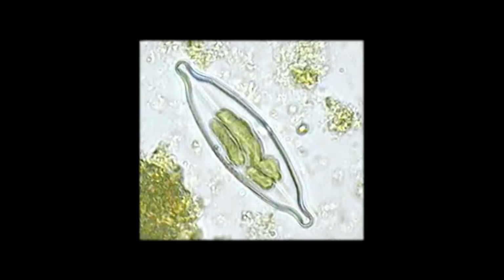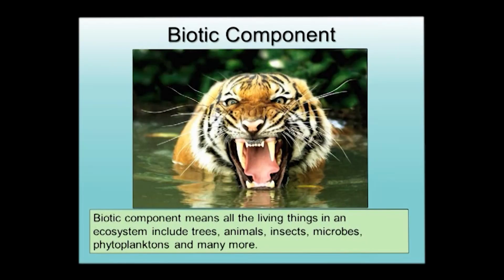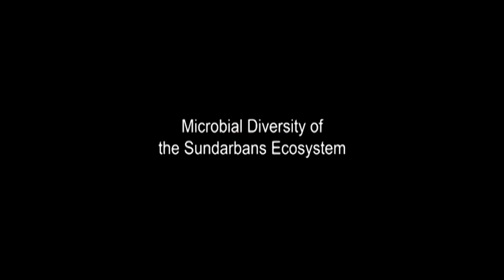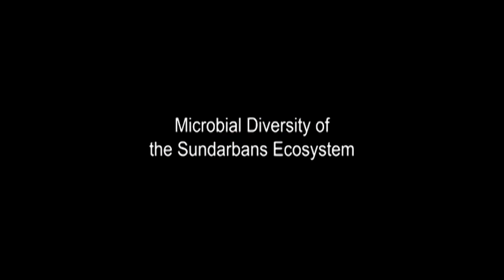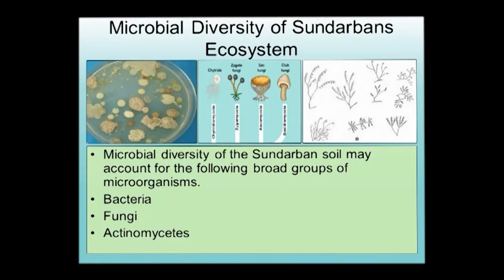The biotic component consists of the living things. In the Sundarban ecosystem, we have the tiniest of the producers, that is the phytoplanktons, to the largest of the predators, that is the Royal Bengal tiger. Microbial diversity of the soil of the Sundarban ecosystem mainly consists of bacteria, actinomycetes, and fungi. All of them are responsible for degradation and recycling of the material there.